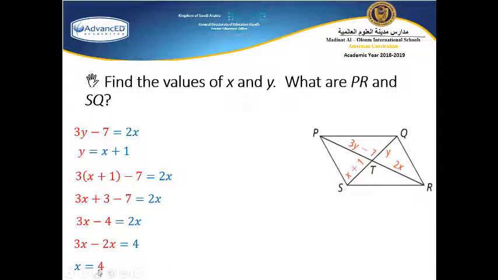After finding the value of x, we can solve the second equation. Then y equals x plus 1, then y equals 4 plus 1, then y equals 5. After that, we can find the lengths of PR and SQ. Here, this is 3y minus 7, then 3 multiplied by 5 is 15. 15 minus 7 is 8, and this side also is 8. Then here PR is 16.